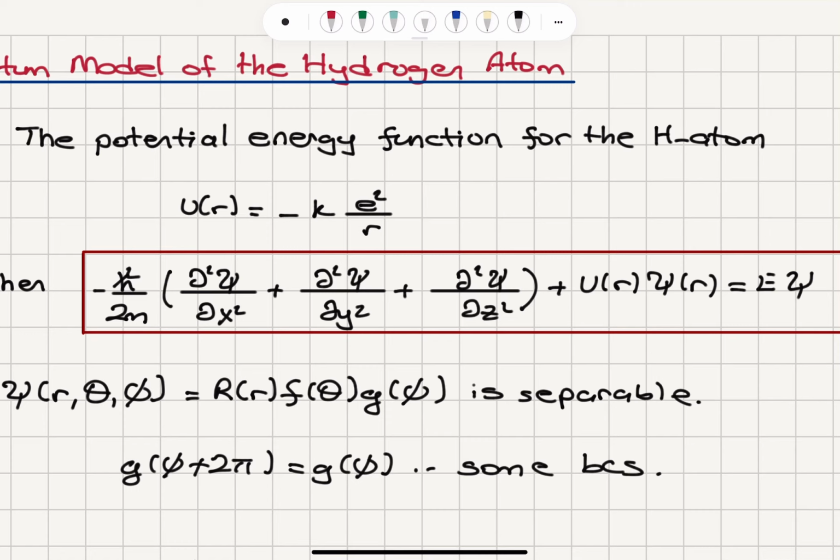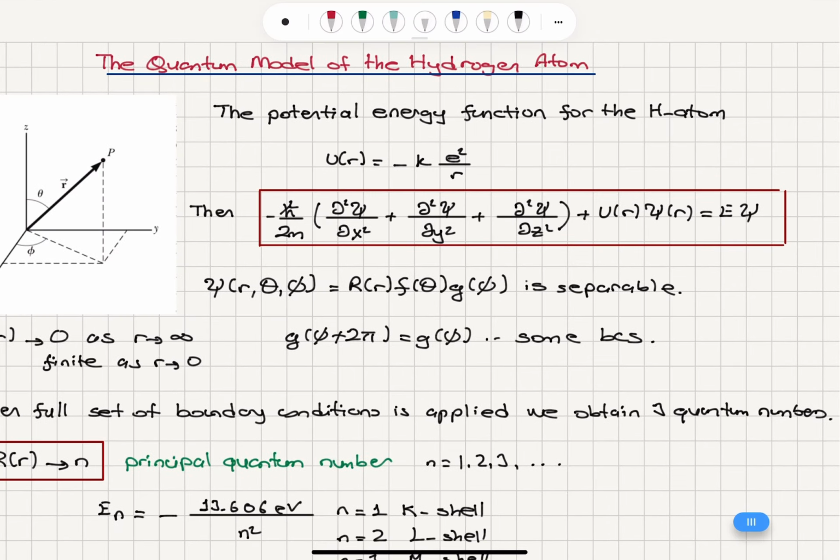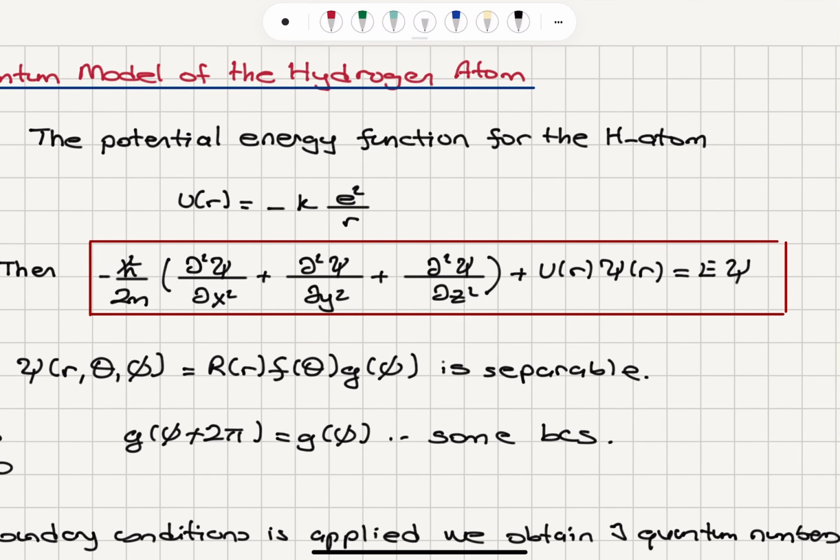So we have a positive e and a negative e product, so that gives us a minus ke square over r potential energy. Then the next task is to write Schrödinger's equation. Now if we write this partly in Cartesian and partly in spherical coordinates, you would have minus h bar square over 2m, the second derivative of the wave function with respect to x, plus the second derivative with respect to y, plus the second derivative with respect to z, plus potential energy U multiplied with the wave function is energy times psi.